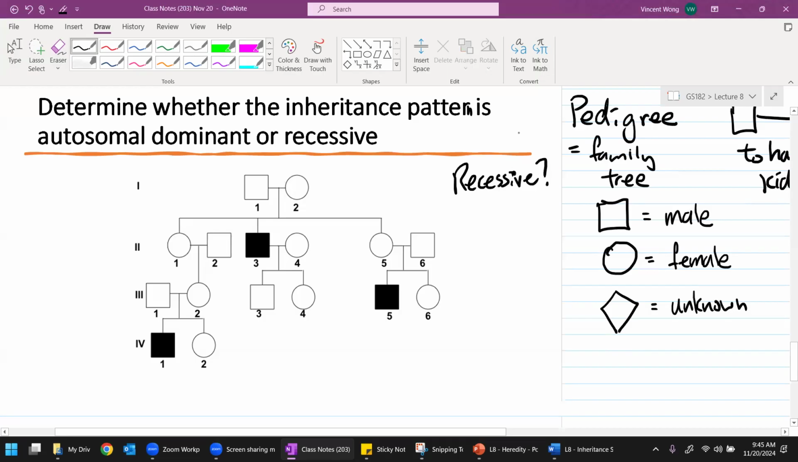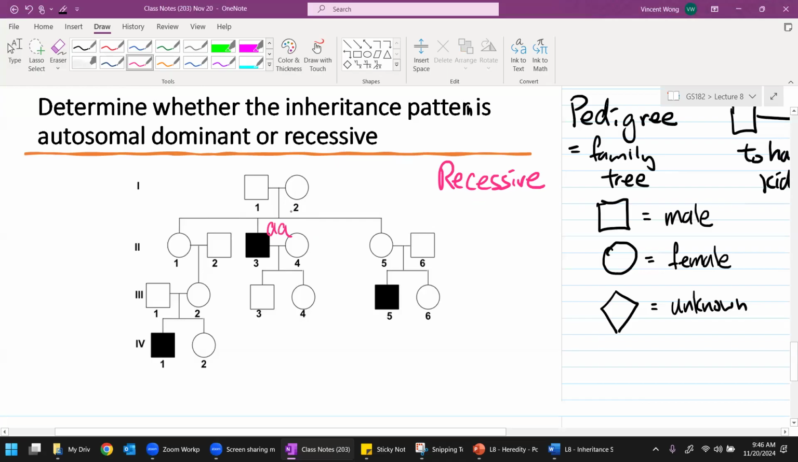Which means in order for them to have the trait, their genotype would have to be what? Let's use the letter A. If this is a recessive condition, what must this person be in order to have the trait? Yeah, small a, right? Do you agree? Small a, small a.